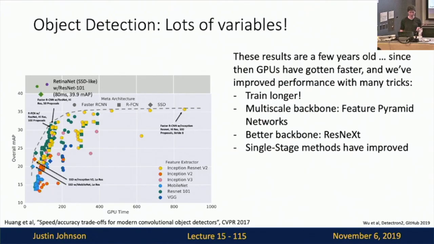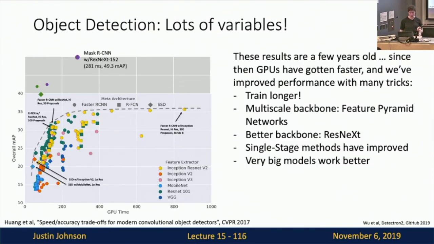Single-stage methods have gotten quite a lot better as well since 2017. In 2017, single-stage methods tended to work a lot worse than two-stage methods. But nowadays, single-stage methods are almost as good as two-stage methods. So one of these state-of-the-art single-stage methods is actually very competitive in performance to two-stage methods now.